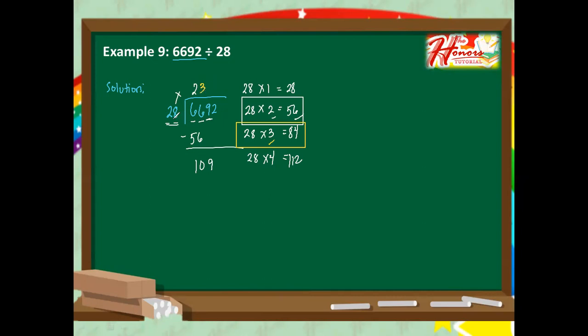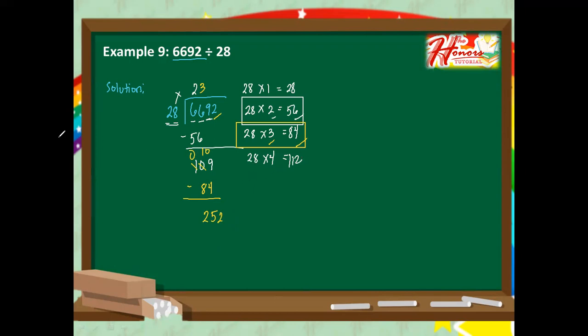3 times 28, no need to compute. It is already written here. And that is equal to 84, right? 84 here. And then subtract. 9 minus 4 is 5. 0 minus 8 is not possible because 0 is less than 8. So cancel. This will become 10. 1 will become 0. 10 minus 8 is 2. And then 25 is less than 28. Bring down 2. Now we have here 252.